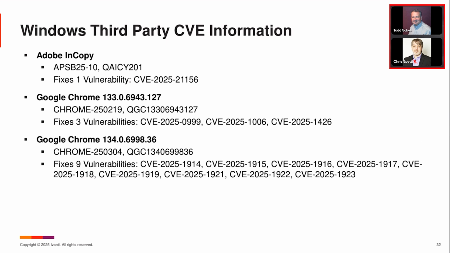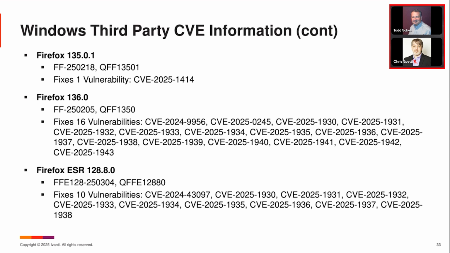The ones that did have CVEs released this month: Adobe InCopy was released. Google Chrome, a couple versions of that. As Chris mentioned, these are generally weekly updates that come out usually on a Tuesday. We did see the one this week, though, come out on Monday, a little bit early. Firefox, of course, gets some regular updates. It also has some non-security releases as well.